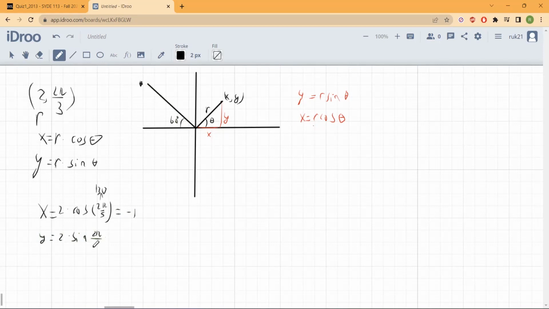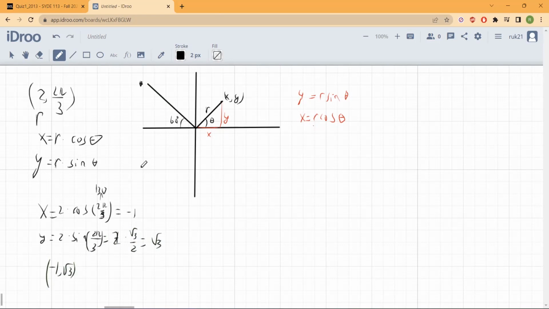Next, we're going to get y, and y is equal to 2 times sine of 2 pi over 3. And sorry for the ugly handwriting. I'm just using a mouse here. And again, this is our second quadrant, so we know our sine is going to be positive. Then we're going to go 2 times, and sine of 60 is root 3 over 2. So it's going to be 2 times root 3 over 2, which is then equal to root 3. And so then our coordinates in the Cartesian would be (-1, root 3).